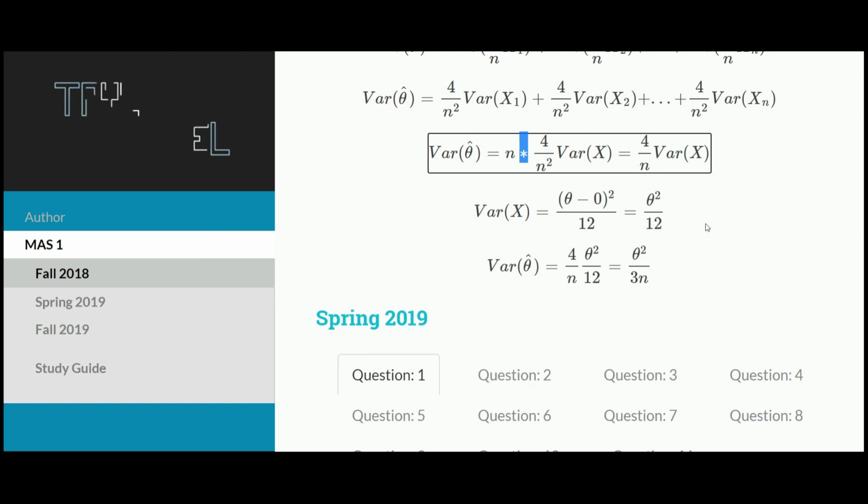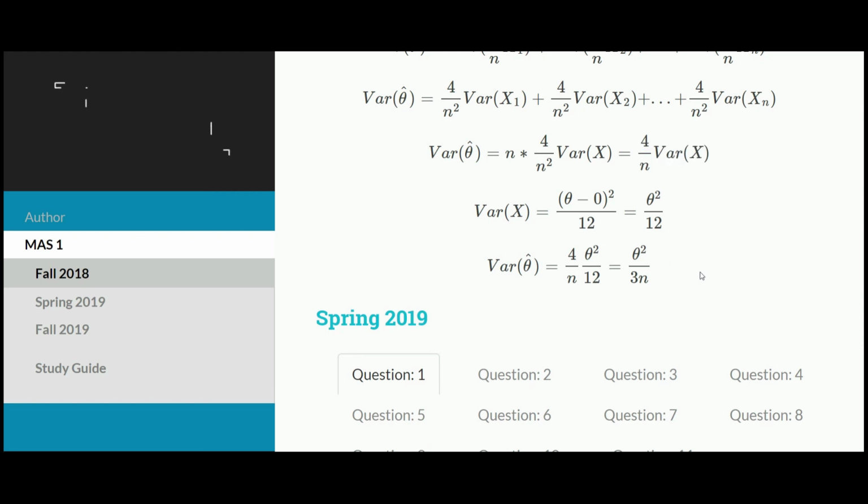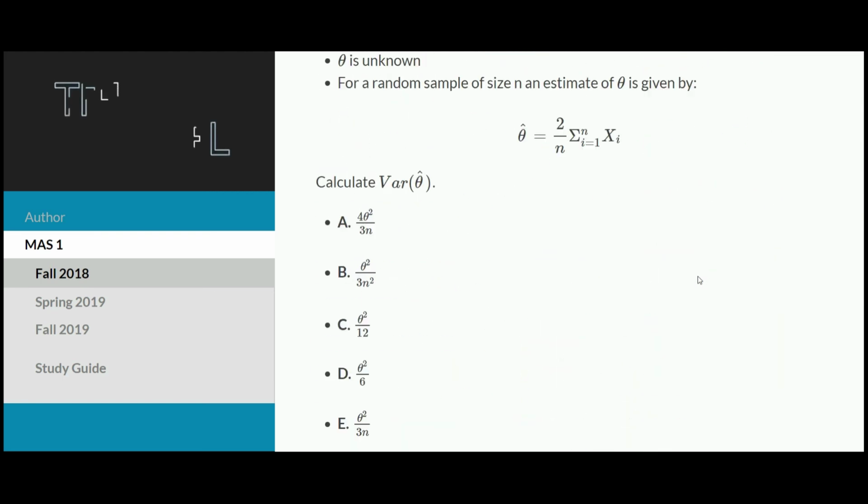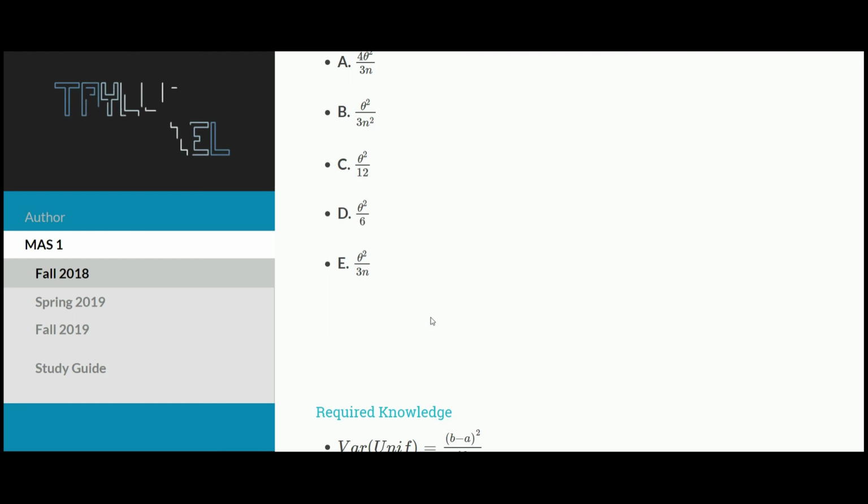So the final piece of the puzzle is just knowing that for a uniform distribution, which is what x is, the variance is theta minus the minimum, which is just 0, squared, divided by 12, so theta squared over 12. Plugging that in to what we have here for the variance of our estimator, we get 4 over n times theta squared over 12, which is just equal to theta squared over 3n. Scrolling up. I forgot to color code it, but the answer is E.